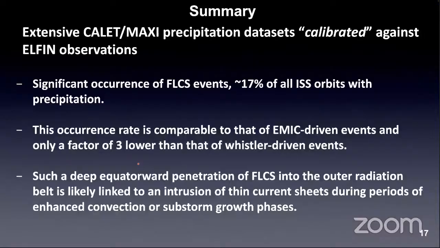And of course, this deep earthward penetration of the IB or curvature-driven scattering is likely due to the penetration of this current sheet during substorm intervals. So basically, the take-home message is that this curvature-driven scattering is not only a mechanism that can operate in the plasma sheet, but it can also significantly contribute to outer radiation belt dynamics.